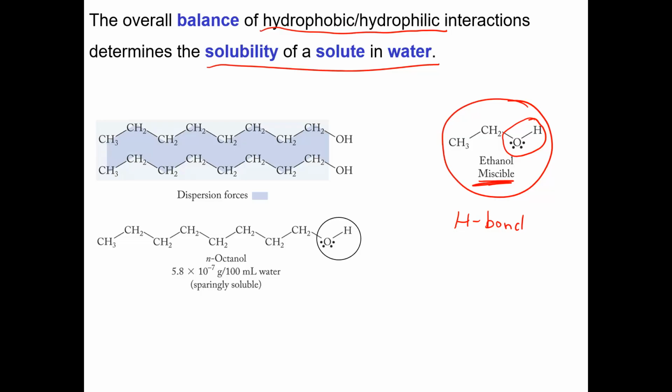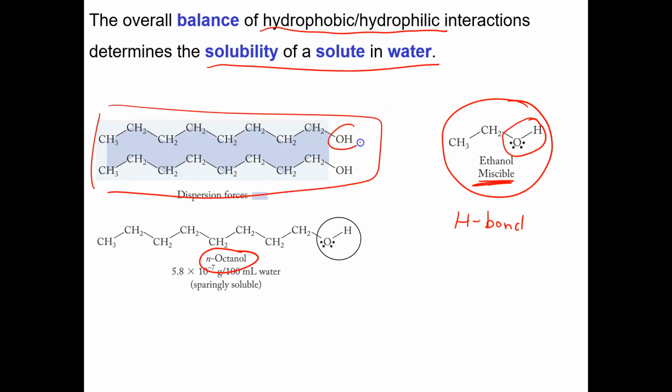If we look at something like octanol, here's the Lewis structure of octanol at the top here, we still have this OH group that can hydrogen bond to water, but the structure is dominated by this non-polar carbon-hydrogen chain, which creates a lot of dispersion forces, which are hydrophobic. And as a result, octanol is not very soluble in water at all.